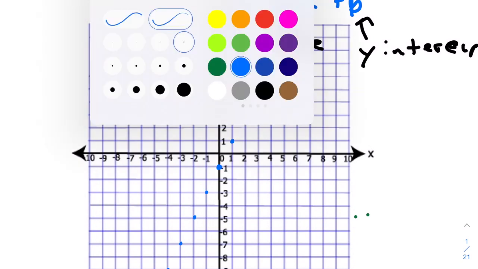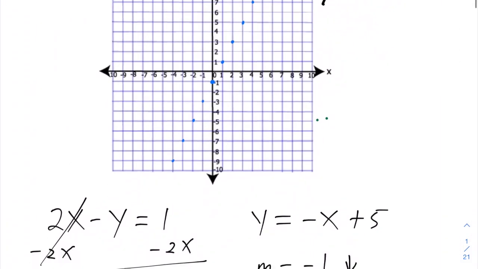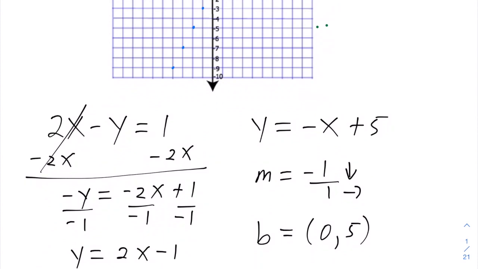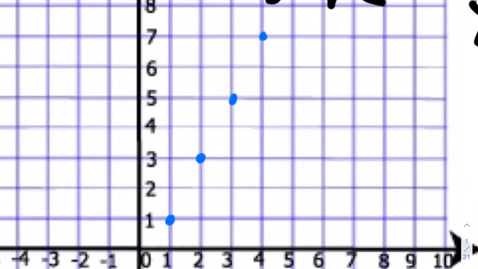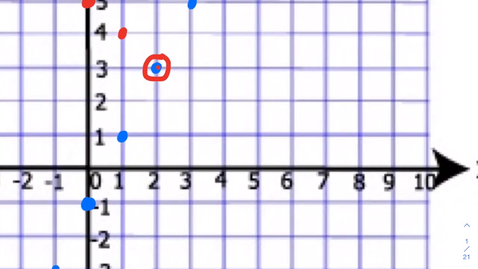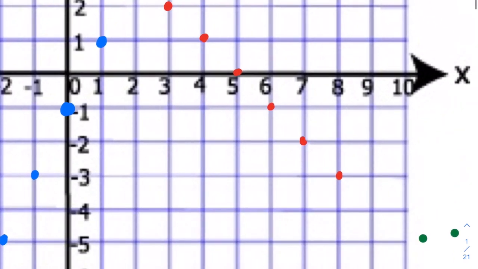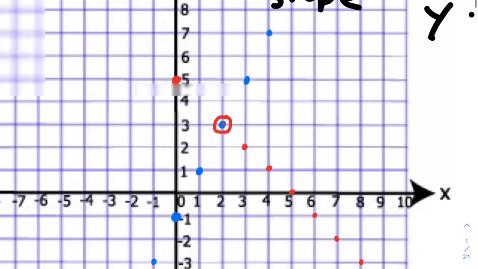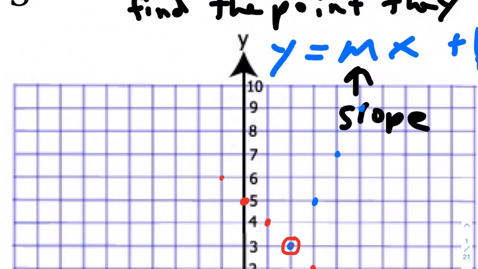Our second line, y equals negative x plus 5, has a y-intercept of 5. So we'll put a dot there. And then I'm going to go down 1 and to the right 1. Down 1 and to the right 1. If you notice, there's already a blue dot there. So I'm going to go ahead and circle that. Again, down 1, right 1. And I'm going to keep doing the down 1 and to the right 1 so that I can get more of my points. And again, going backwards, not giving it too much thought, just being able to see the pattern.